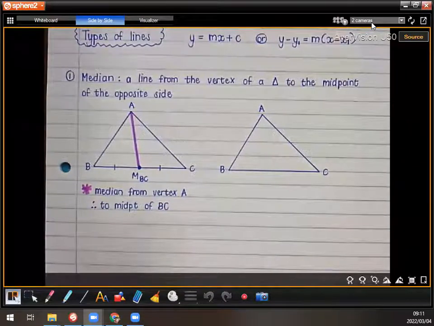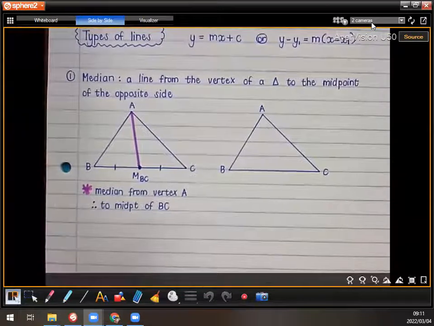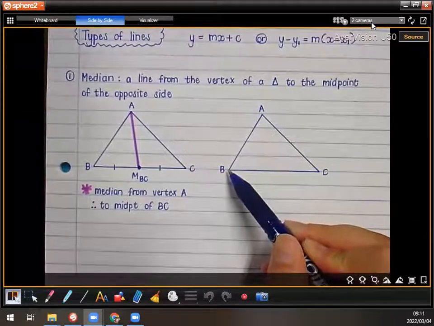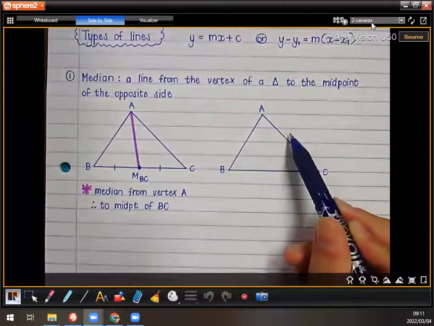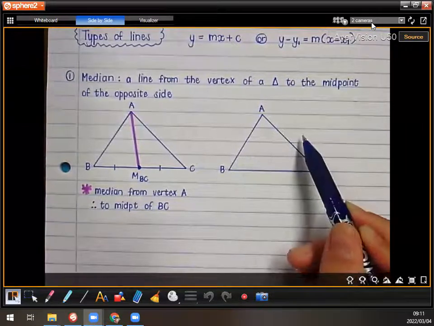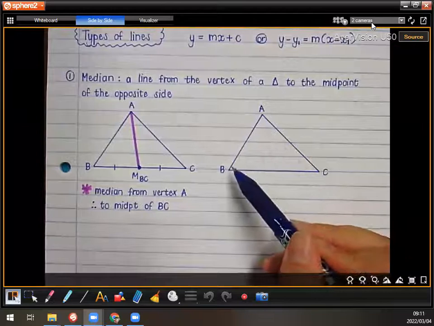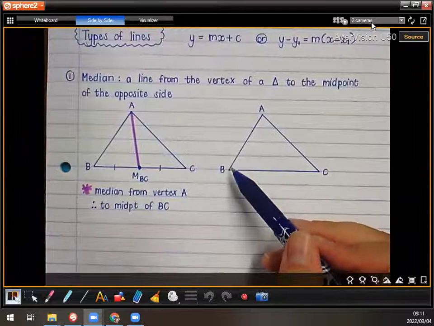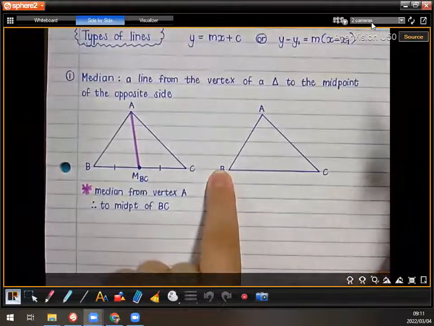So now for the next one, I want us to draw the median from vertex B. I'm going to say that again, the median from vertex B. So it's going to start at point B, and it's going to have to go to the midpoint of the opposite side, which is going to be AC. All right, so guys, we're just going to say median from point B. Then you must think, what are the other two letters, A and C? So it's going to go to the midpoint of AC.